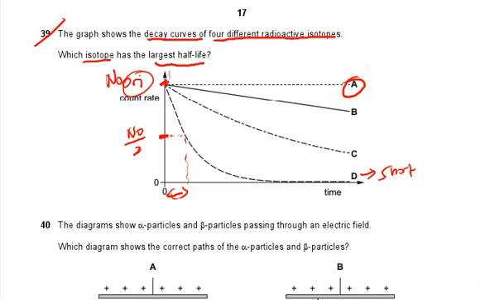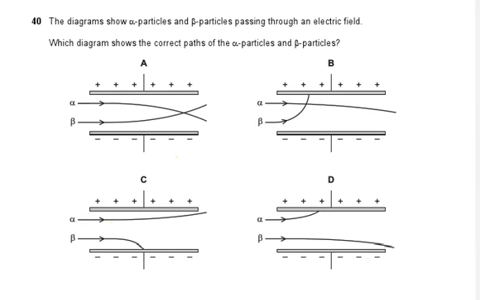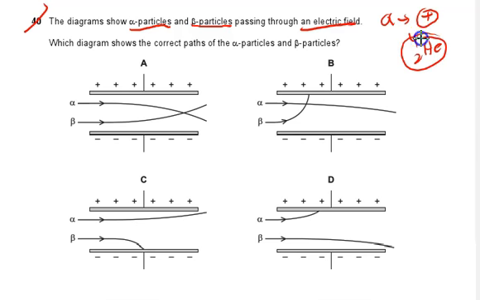Okay, now we go to number 40. The diagram shows an alpha particle and a beta particle passing through an electric field. So okay, just remember this. Alpha is 4,2 helium, it's positively charged. It will be attracted to the negative plate. Beta is an electron, so it's a negative charge. It will be attracted to the positive plate.